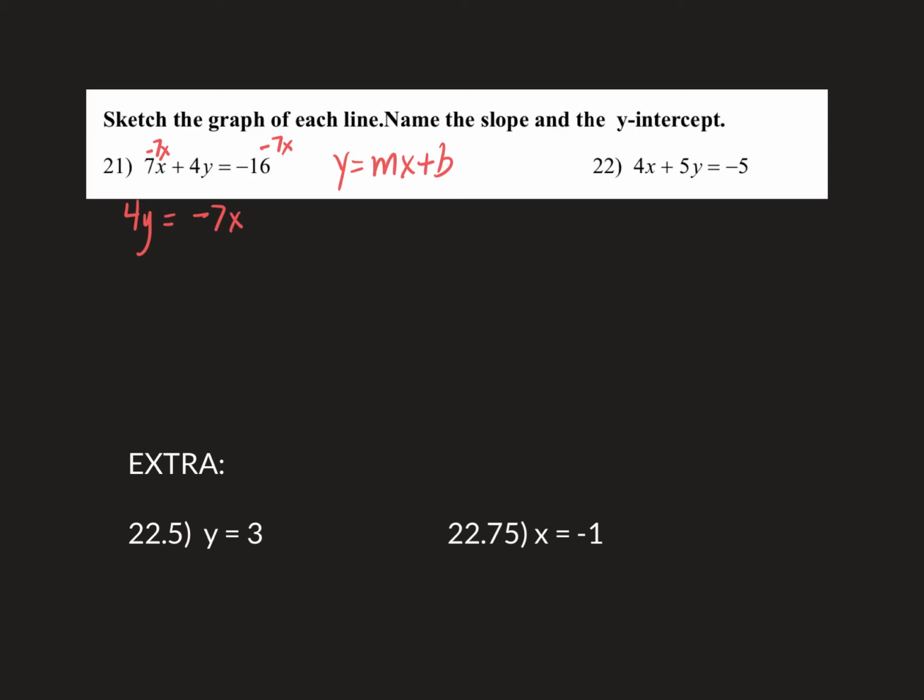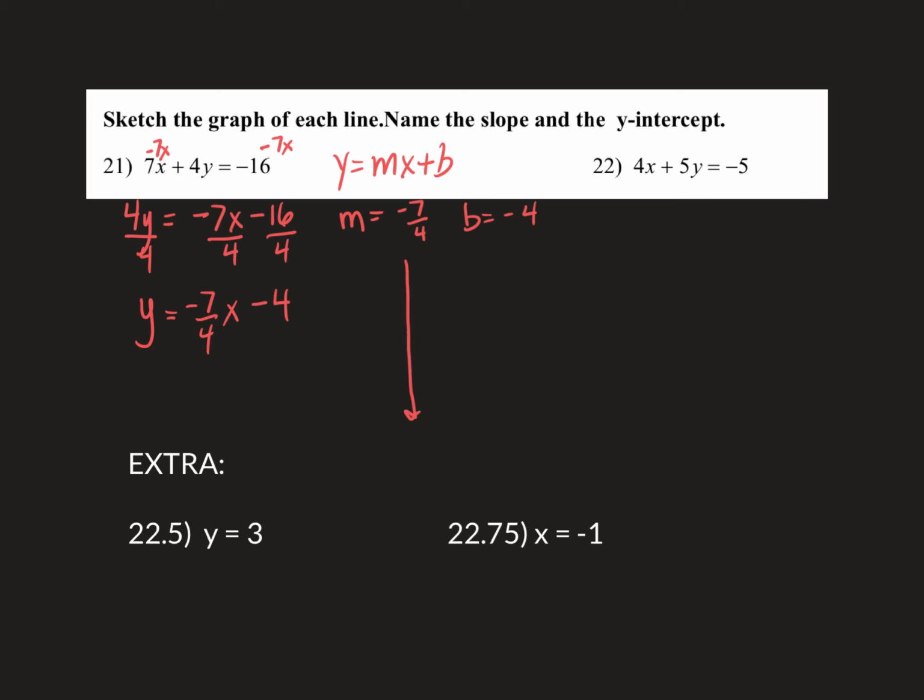I'm going to have negative 7x minus 16. I'm going to divide by 4. Divide everything by 4. So y will equal negative 7/4 x minus 4. So my slope here is negative 7/4, and my y-intercept is negative 4.